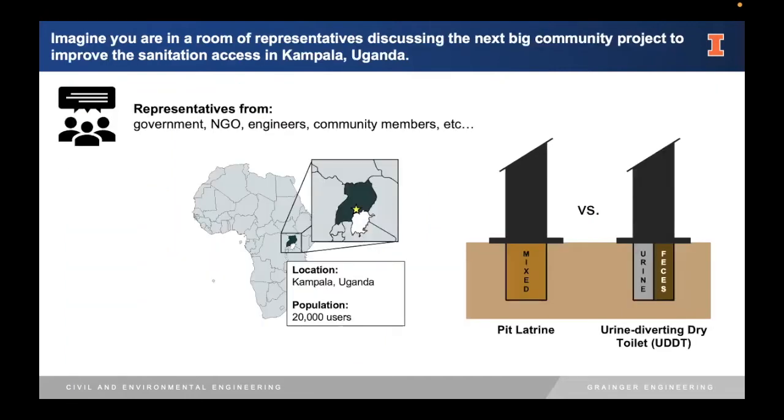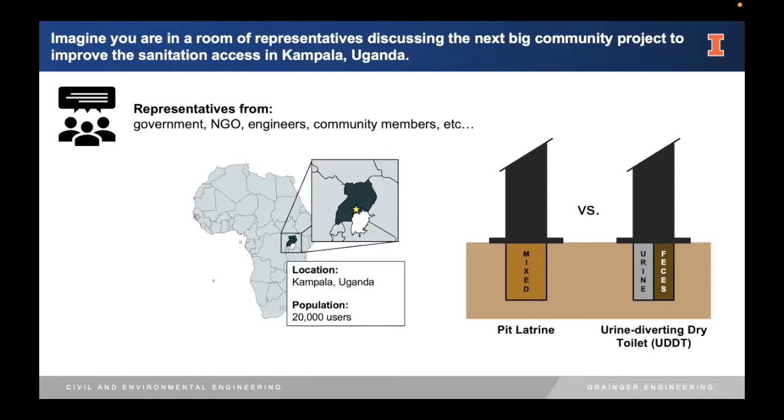Okay, so now that we have introduced those 2 different toilets, we are going to do a little bit of an exercise to get you guys thinking about this project. And so imagine that you're in a room of representatives discussing the next big community project to improve the sanitation access in Kampala, Uganda. And so this map shows where Uganda is in Africa. And then the yellow star is where the capital city, Kampala, is. And then for this example, we're just going to assume the population we want to provide sanitation for is 20,000 users.